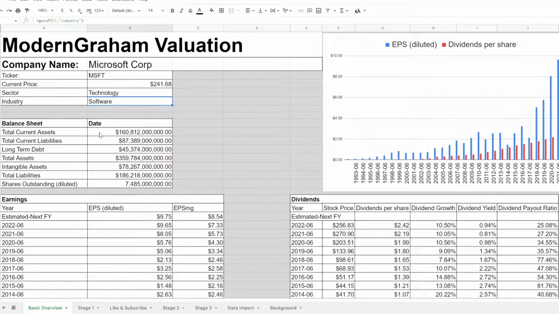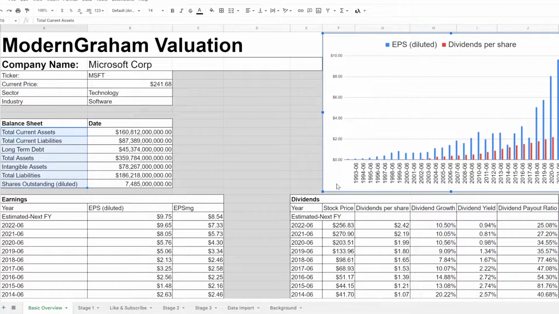But anyway, these items here are from the balance sheet. They're what I find to be most important on the balance sheet. We have total current assets, total current liabilities, long term debt, total assets, intangible assets, total liabilities, and shares outstanding. All of these figures will come into play in the valuation.